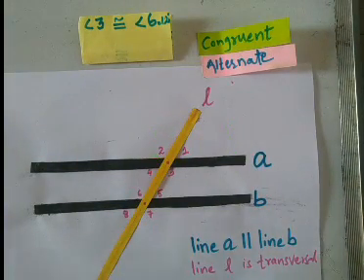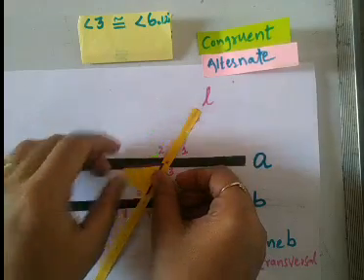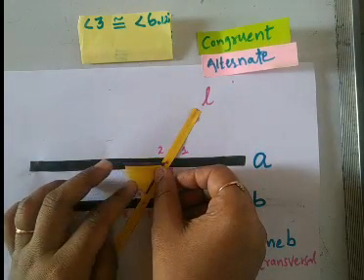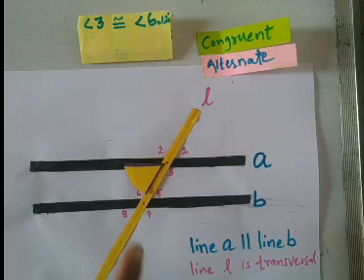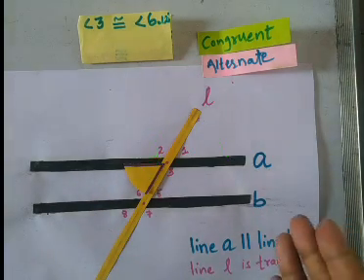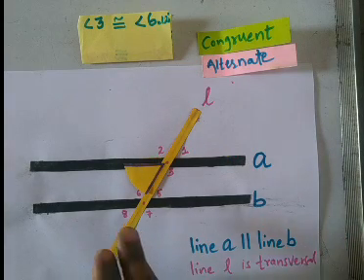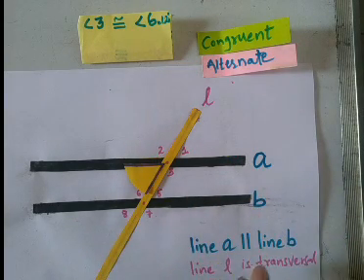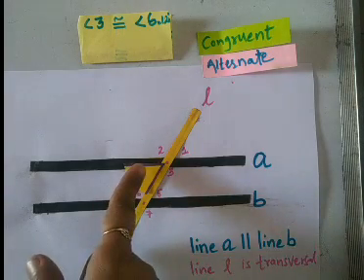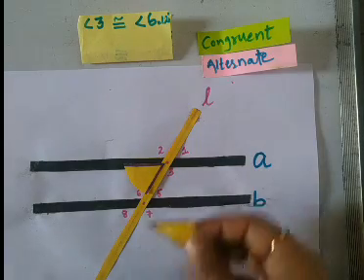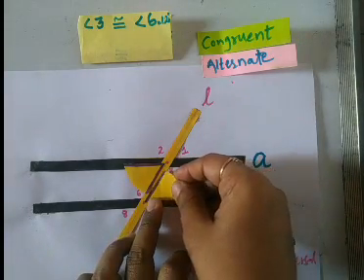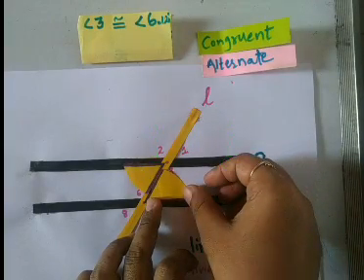Suppose I take angle number 4. Angle number 4 is on the left side of the transversal between the two parallel lines, forming on line A. So its alternate angle would be on the right hand side of the transversal between the two parallel lines. If this is forming on A, its alternate should be forming on B. So which is that angle? Where will that angle form? This would be that angle.